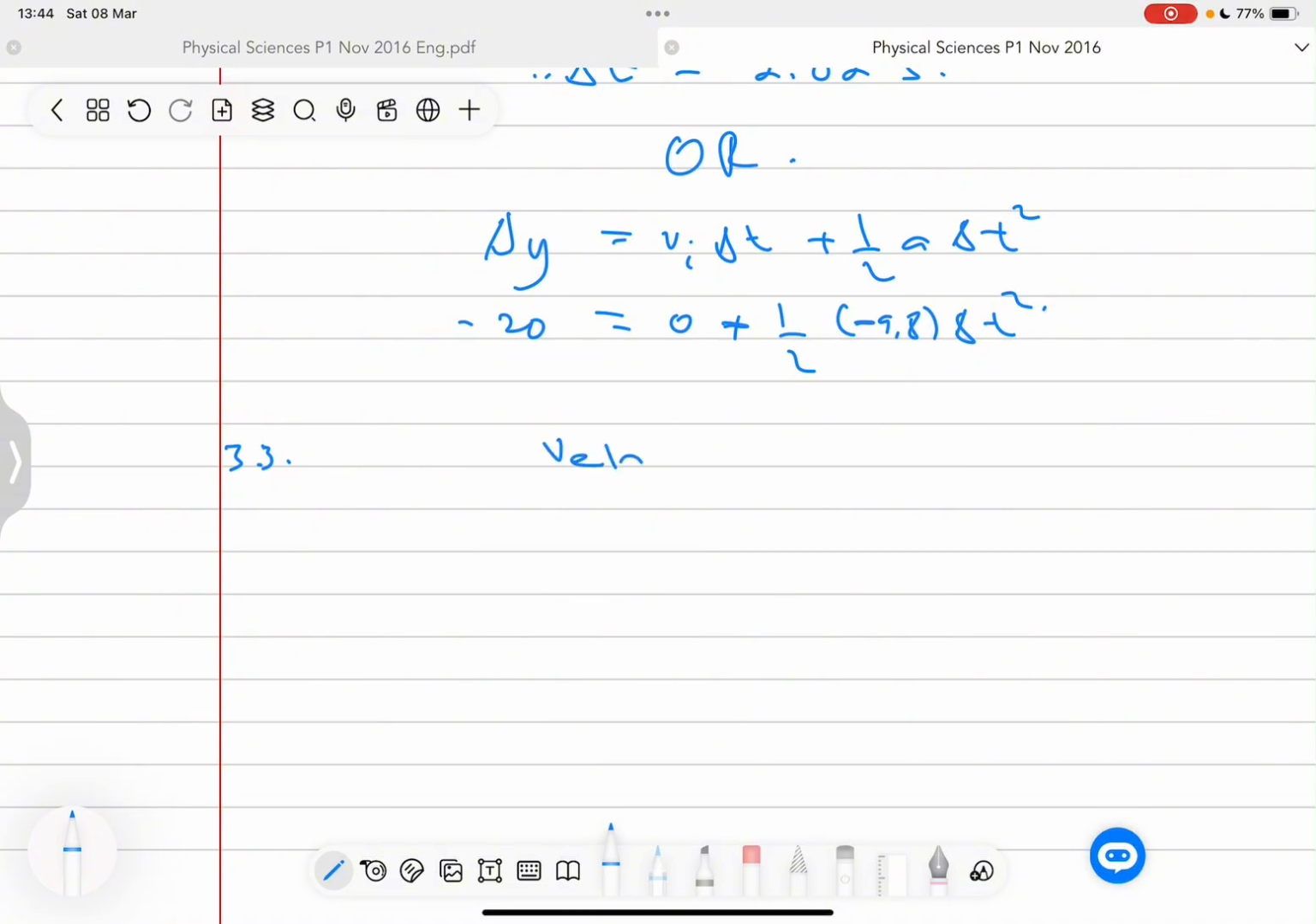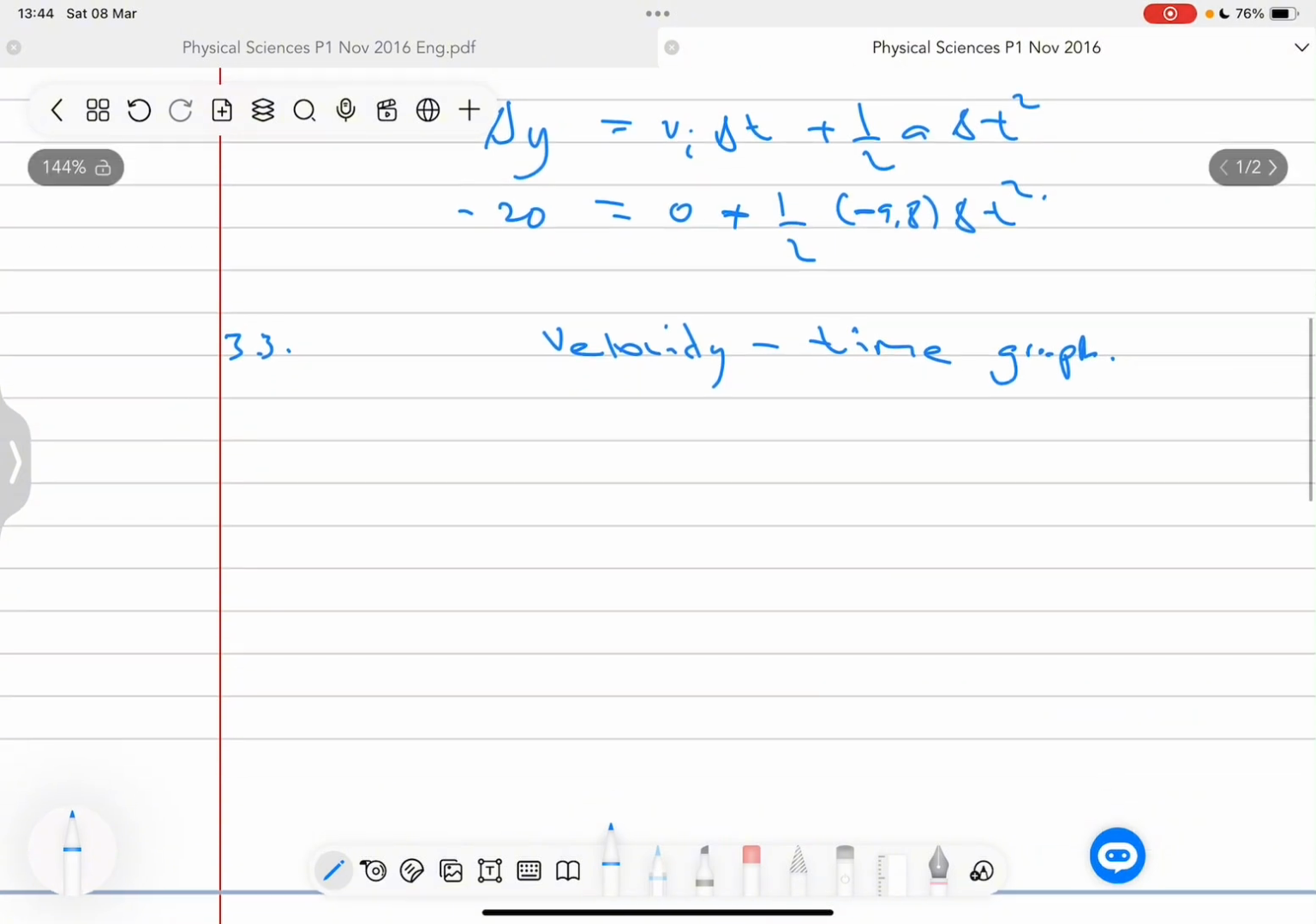But besides, this is a very simple graph to draw, because it is an object that is thrown vertically downwards. So I'll start first by writing my title for the graph to say this is a velocity versus time graph. Very important to write your title. And I'll draw my set of axes to draw the graph here.